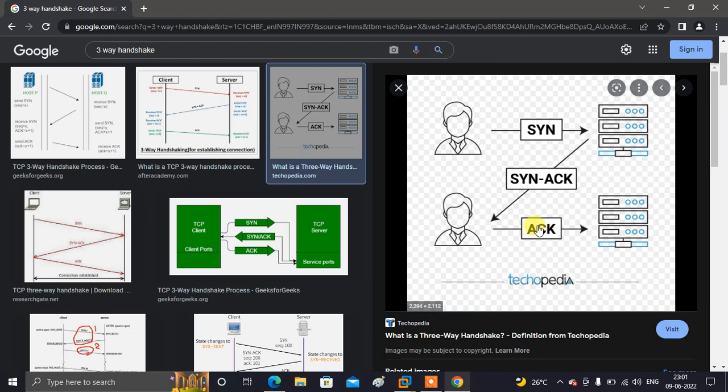But in the case of a half open scan, again the attacker wants to find out whether port number 21 is open or not. The attacker will send the SYN flag first to port number 21. If 21 is open, the machine will send SYN plus ACK, so the attacker understands that the port is open. If the port is closed, the machine will send RST to the attacker. Upon receiving RST, the reset flag, the attacker finds the port is closed.